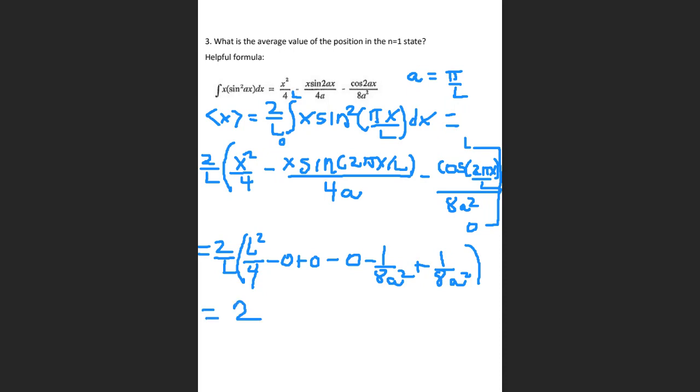Okay, which means the answer is 2 over L times L squared over 4, or L over 2. Okay. Questions here?